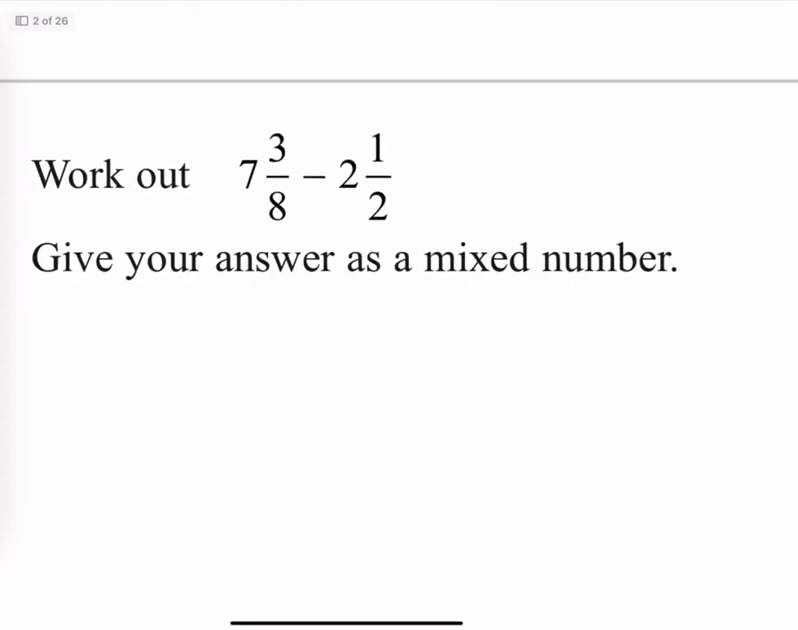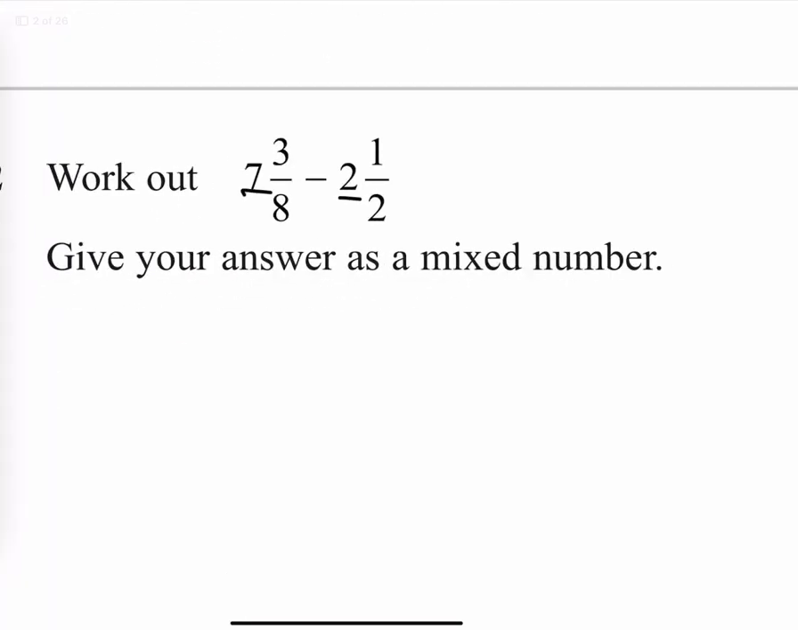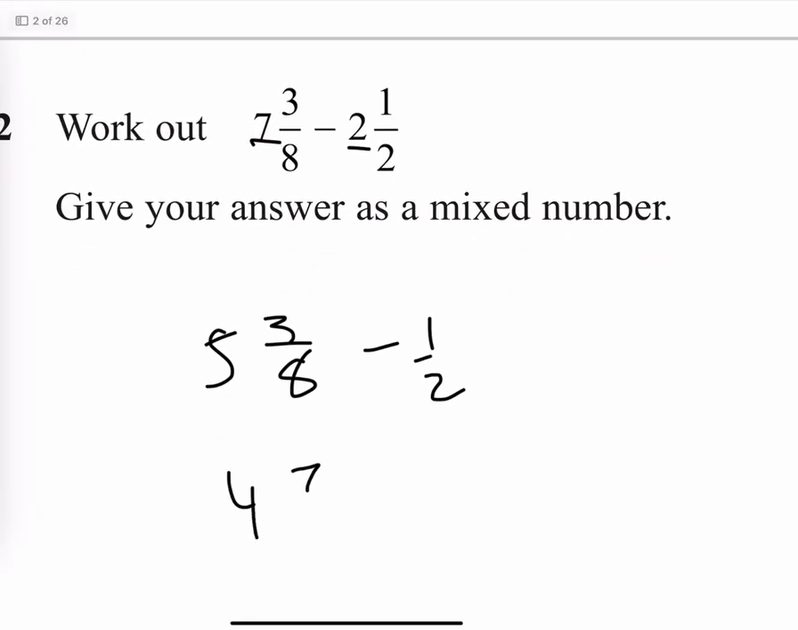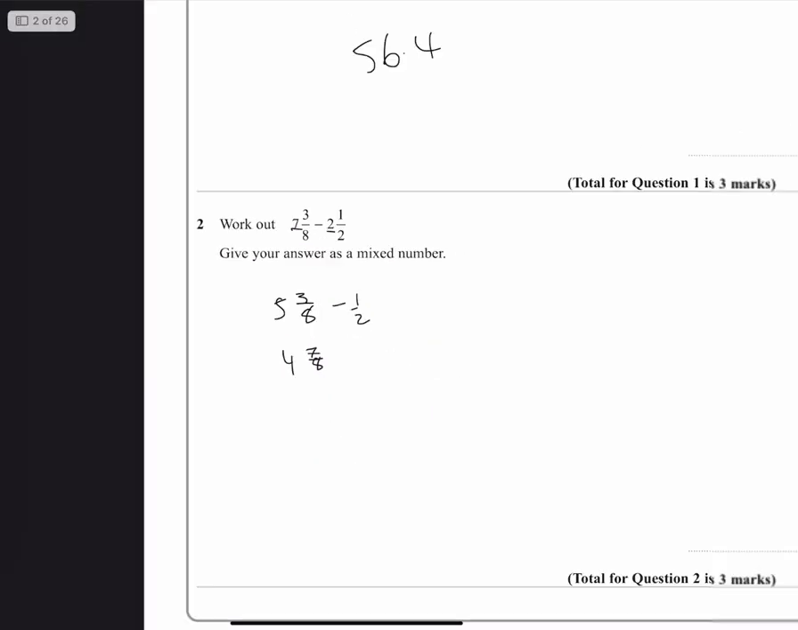Work out this, I'm going to take that 2 off immediately, so that's 5 3/8 minus a half, which would give me 4 7/8. You can do it the long-winded way, but that's quite easy, so I don't think we have to.